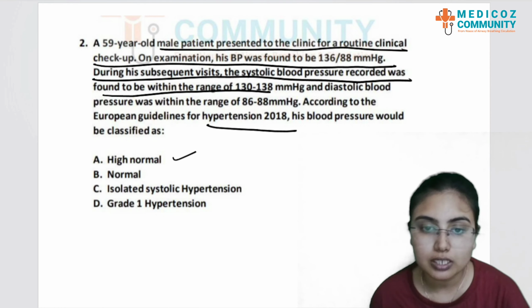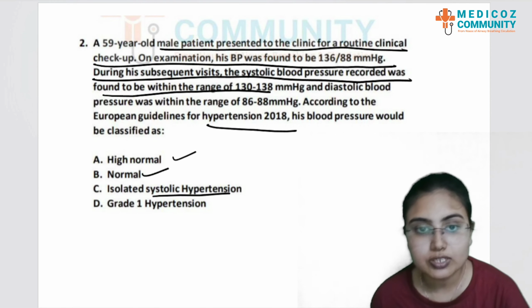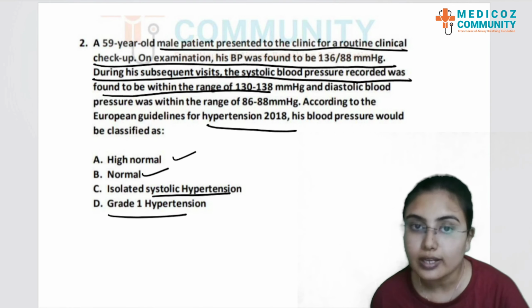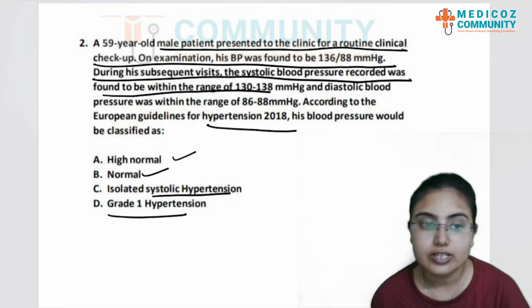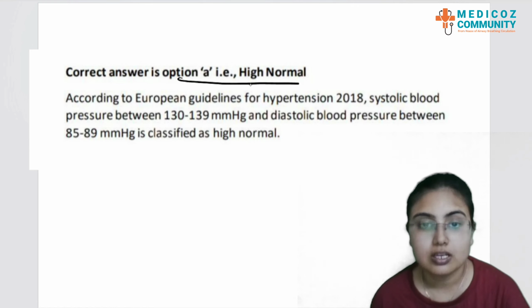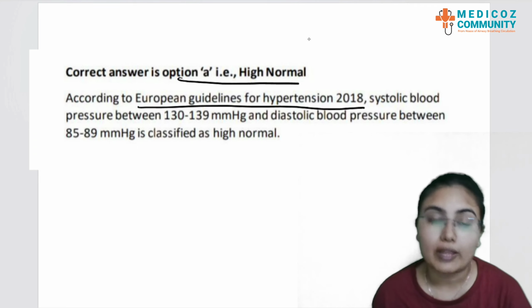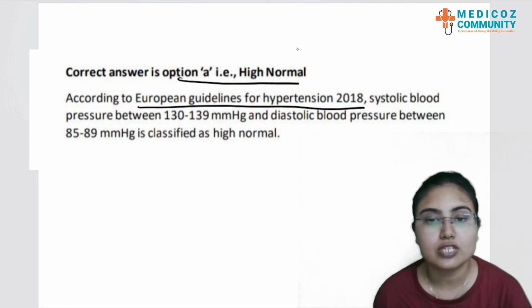Is it high normal? Is it completely normal? Is it isolated systolic hypertension? Or is it grade 1 hypertension? All right. Among the options, the best answer is option A, high normal. According to the European guidelines for hypertension 2018, SBP between 130 to 139 mmHg and diastolic BP between 85 to 89 mmHg is classified as high normal.